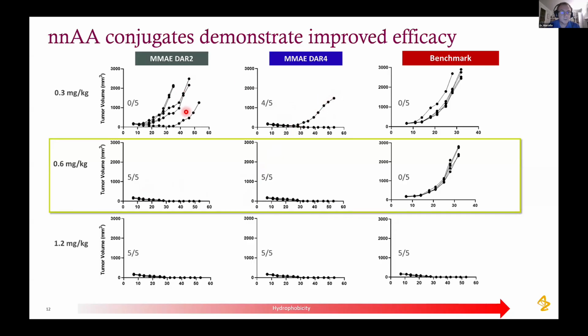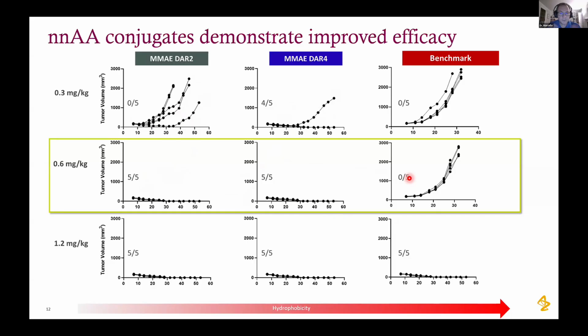At DAR2, we don't see that much control. We do see some retardation in the growth of tumors, but they all regrew in the end. But keep in mind that at this dose, this ADC has half the amount of payload as this. So we anticipated that it would be much safer to use.